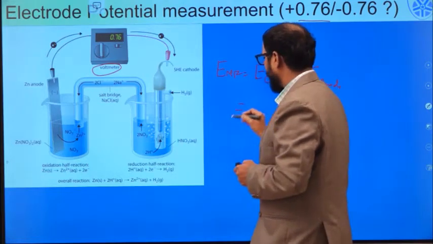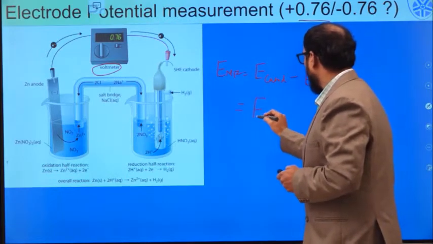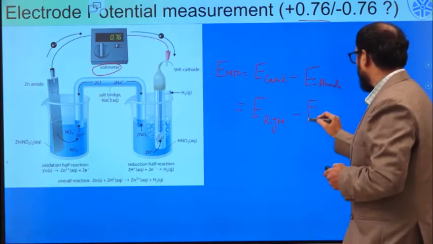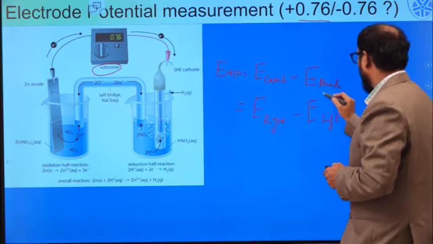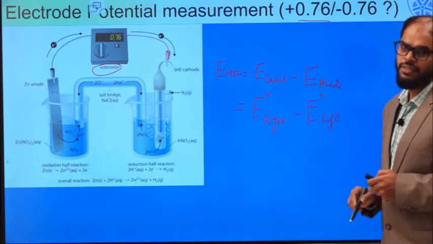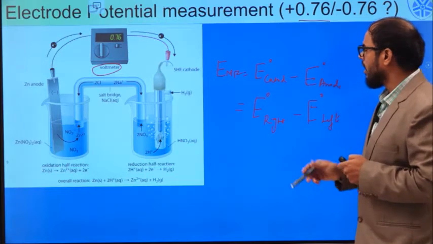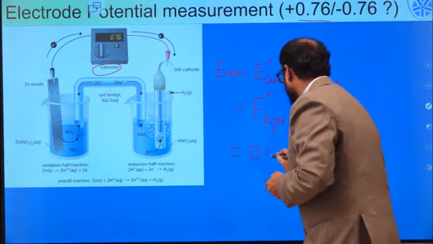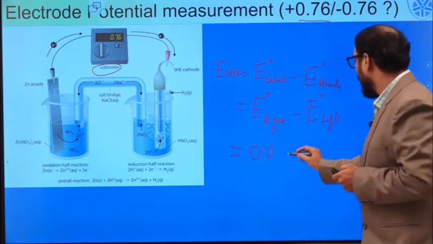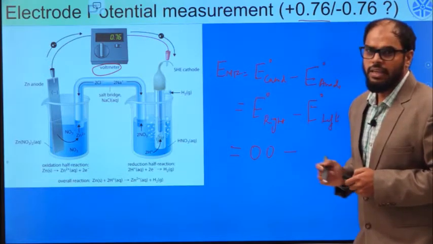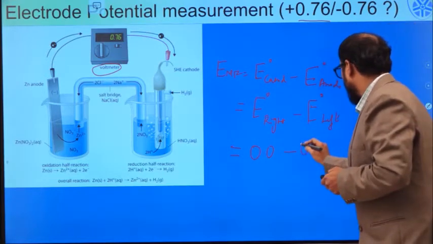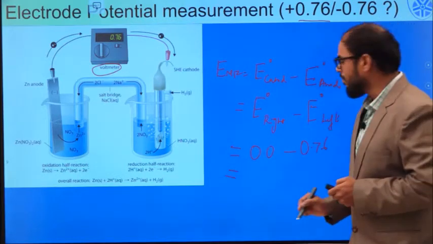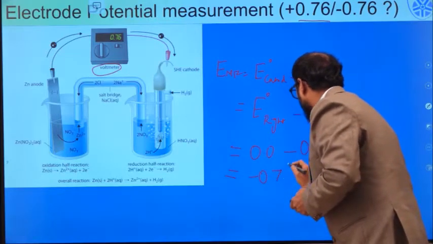or I can say the electrode potential at the left half cell with the standard conditions. Since in this case the SHE electrode is acting as a cathode, whose value is arbitrarily fixed as 0.00 volts, and now the voltmeter is giving a voltage of 0.76, the resultant potential can be written as minus 0.76 volts.